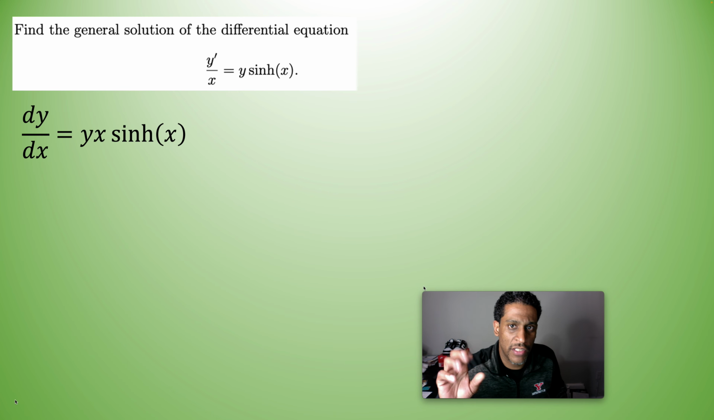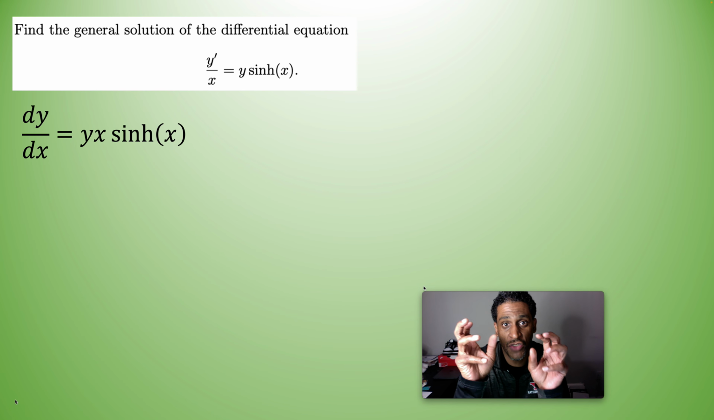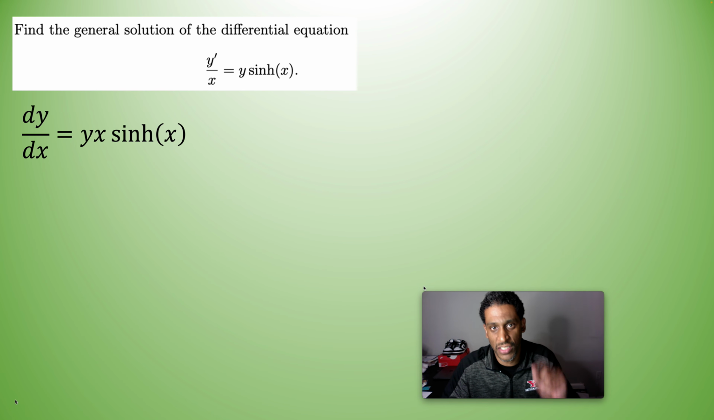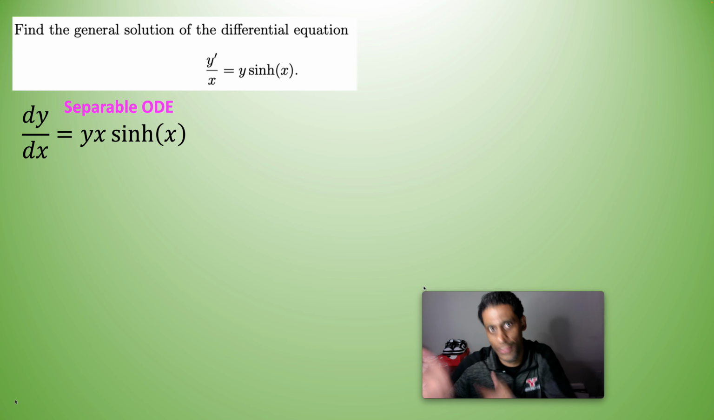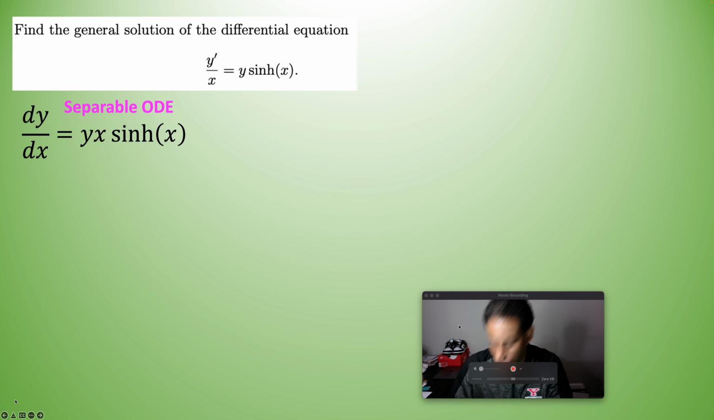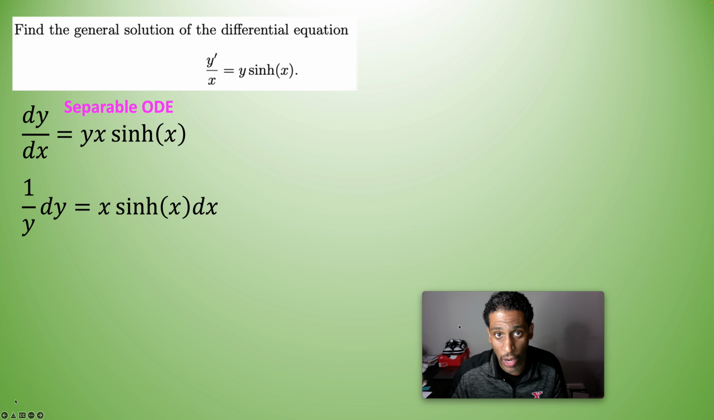When it's in this situation, and the right-hand side can be written as a function of x only times a function of y only, the product of these two single variable functions, then you know it's separable. You could physically separate the variables. You could put the y's and dy's on one side and the x's and dx's on the other side. Let's do it. We'll have 1 over y dy by dividing both sides by y, and multiply both sides by dx. We'll have x times the hyperbolic sine of x dx.